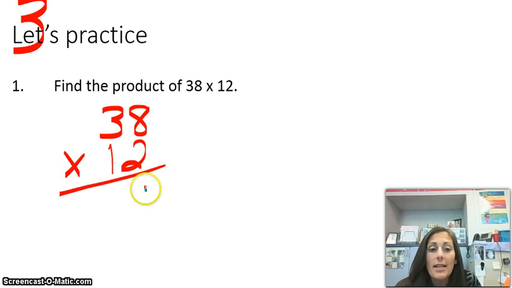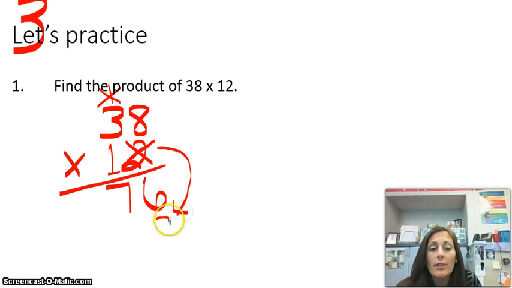2 times 8 is 16. We're going to carry our 1 to the tens place. 2 times 3 is 6, plus 1 is 7. I'm going to cross out what I've used, and that includes the 2 that is in the ones place. Now, before I can multiply the 1 in the tens place, I need to bring down a 0 to hold the ones place. Now, I can take 1 times 8, which is 8, and 1 times 3, which is 3.